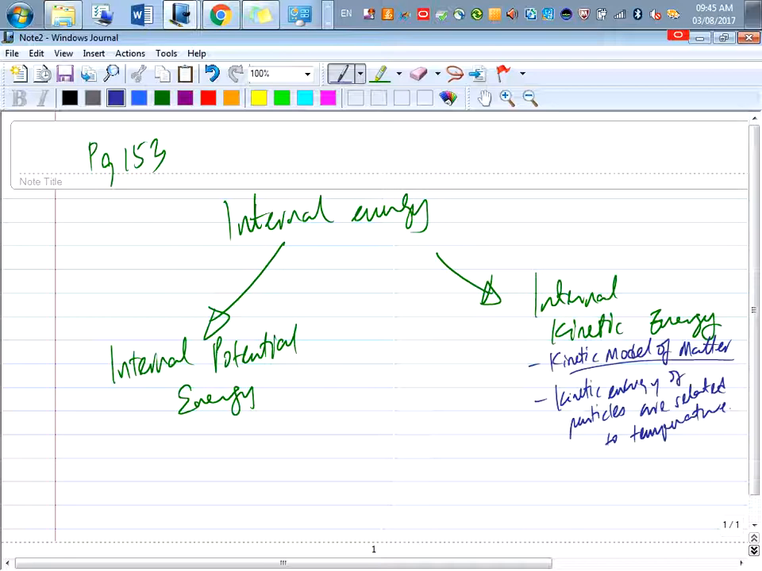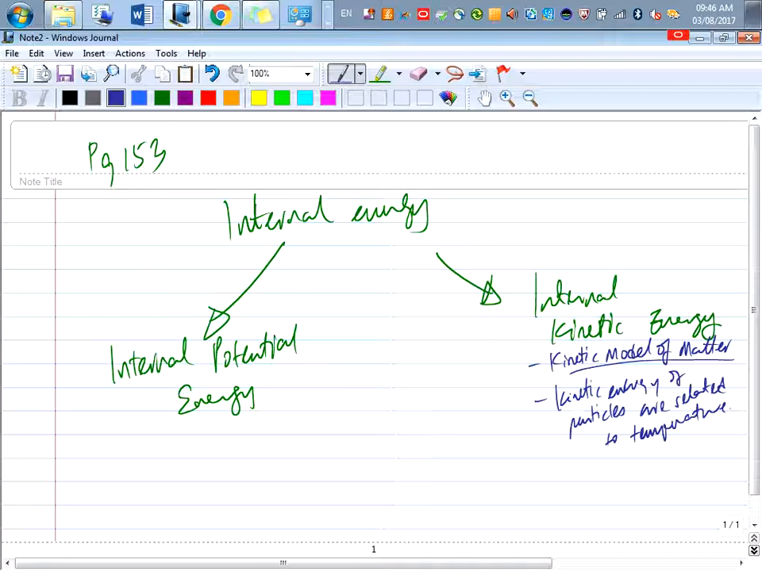Okay, quick recap again. Last time we talked about potential energy, right? The different types of potential energy. Do you remember what they are? Examples? Yes, GPE. What else? Elastic potential energy. What else? You also have your chemical, right? So this one over here, internal potential energy. What kind of potential energy do you think is this? Yes, it will be chemical potential energy.